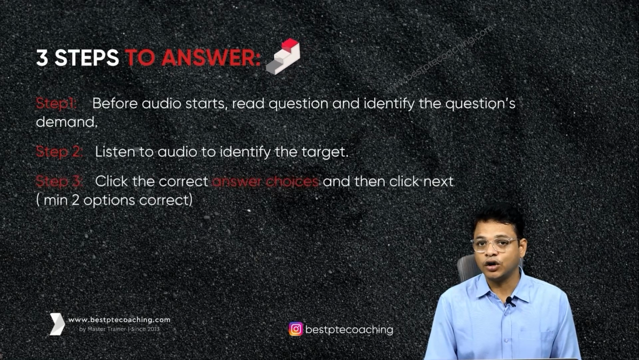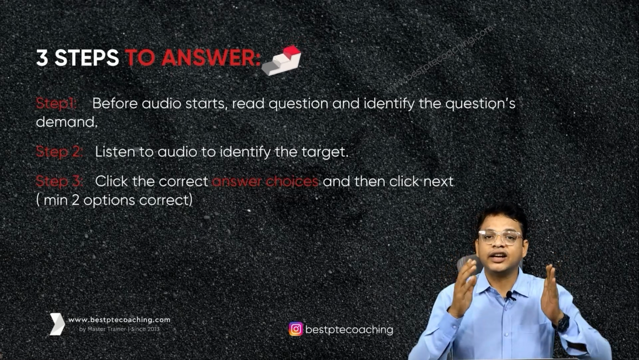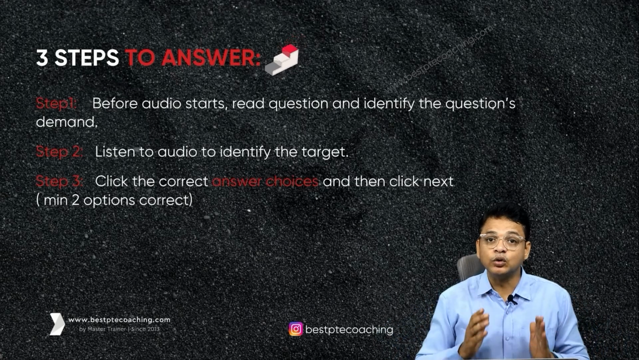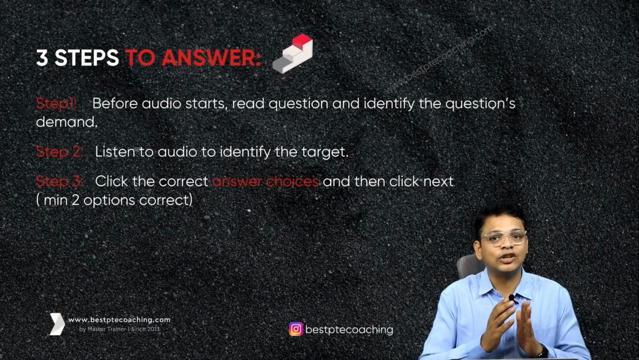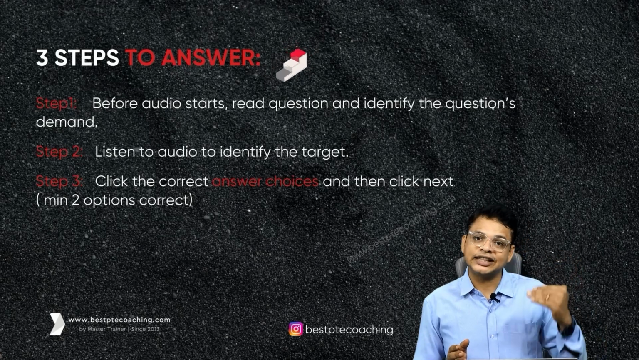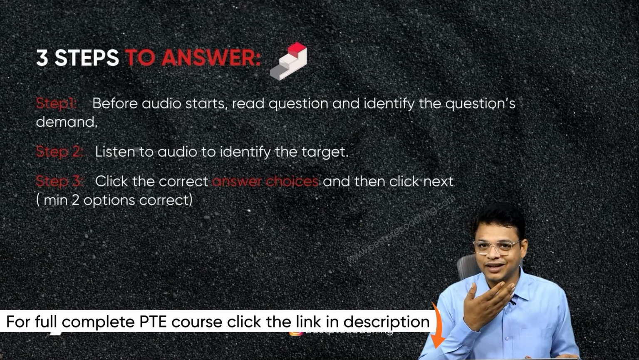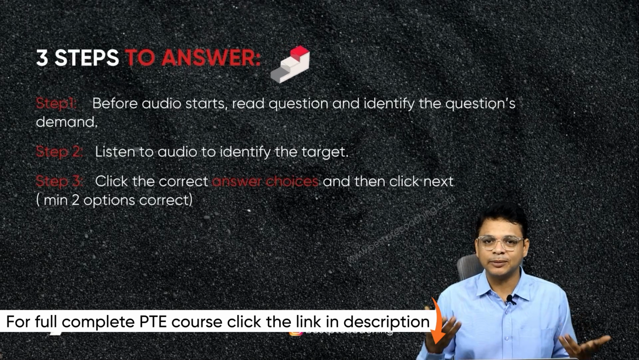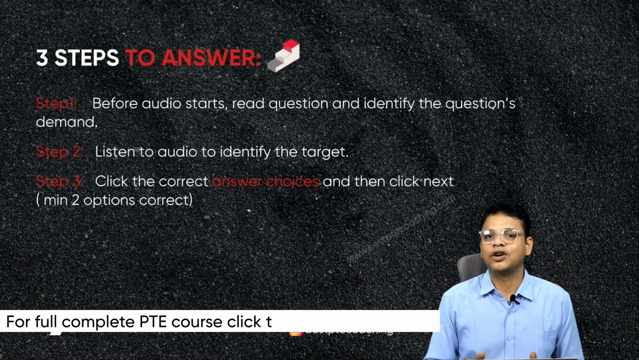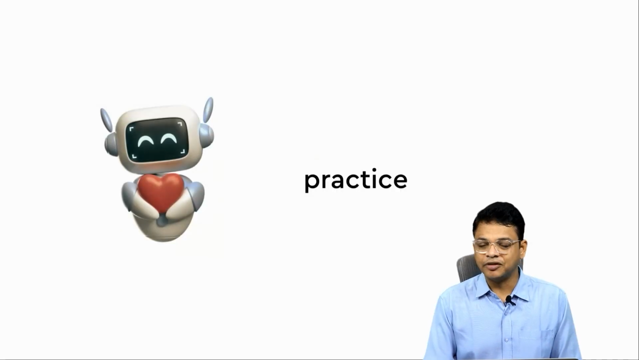Once the audio finishes, you identify any 2 right options or any 1 right option. Many people have this misconception that in multiple choice, multiple answer, a minimum of 2 options have to be clicked, which is not the case. You can always click 1 option if you are not confident of the second one. You have that prerogative to click just 1 option. Although it is multiple choice, multiple answer, you can click just 1 option. It's absolutely okay.